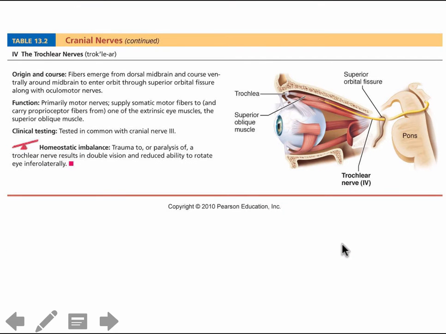Cranial nerve number four is called the trochlear nerve, and it is also, first of all, a motor nerve, as we see here in the function. It's going to control one of the extrinsic eye muscles, specifically the superior oblique muscle. And the superior oblique muscle is on top of the eye. And when that muscle is not working correctly, the person's eye is going to rotate down and outward. And that homeostatic imbalance is referred to as double vision.